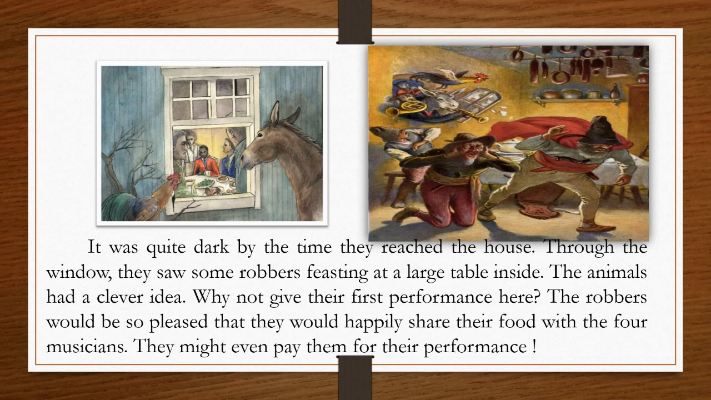Now students, by the time the four friends reached the house, it was quite dark. There was a window, as you can see in the first picture. Animals saw from the window that some people were having their large meal on a large table inside. The animals got an idea. They thought of giving their first performance here. They thought that the people sitting inside would be so pleased and happy that they would share their food with the four musicians, and might even pay them money for their performance. Now students, the people having a large meal inside are none other than the robbers.